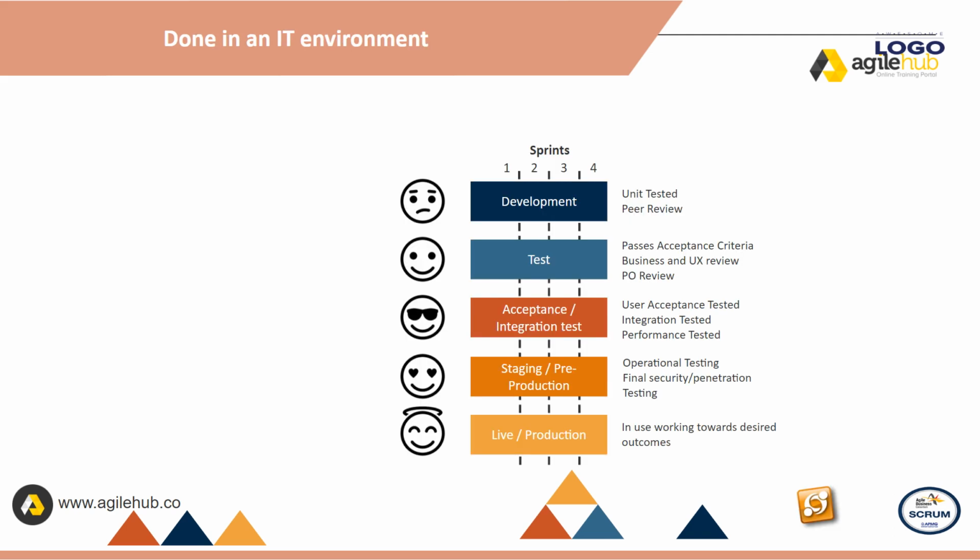Done in an IT environment happens only after a number of steps have been completed within the sprints. Development. Unit tested with peer review. Test passes acceptance criteria. Business and UX review and product owner review. Acceptance and integration test. User acceptance is tested. Integration is tested and performance is tested. Staging and pre-production. Operational testing. Final security and penetration testing. Live/production. In use, working towards desired outcomes.